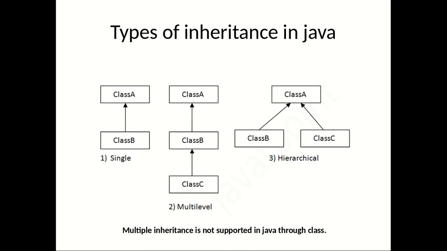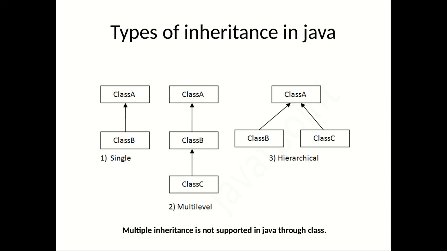Then types of inheritance in Java. The available types of inheritance are single inheritance, multi-level inheritance, and hierarchical inheritance. Please note, multiple inheritance and hybrid inheritance are not available through classes. There is another mechanism for them. The first one is single inheritance. When a single class is derived from a single base class, that type of inheritance is known as single inheritance.